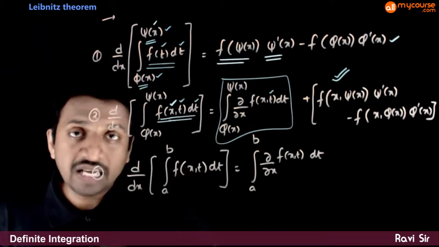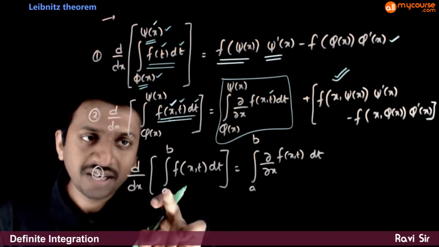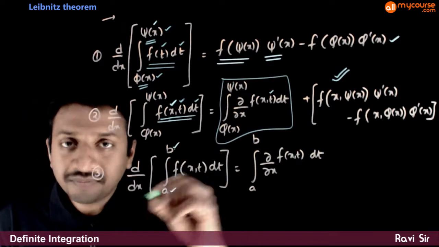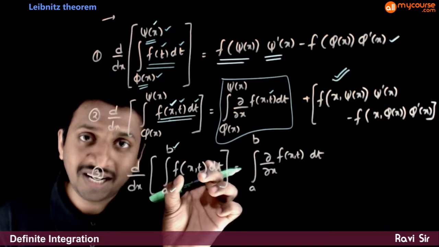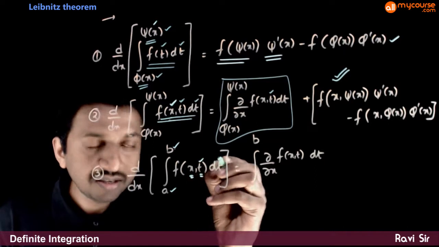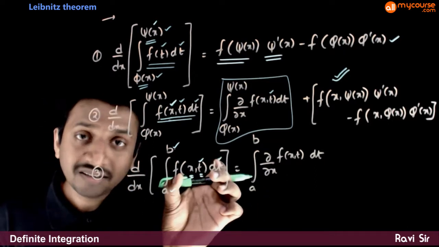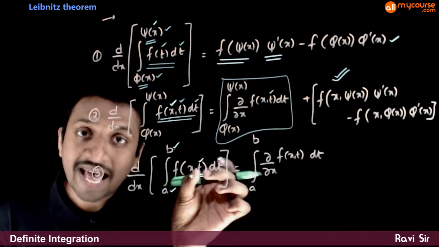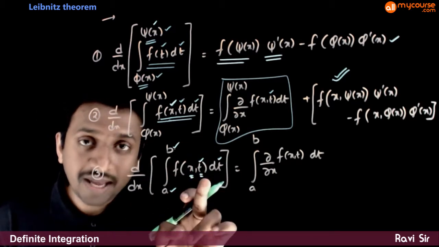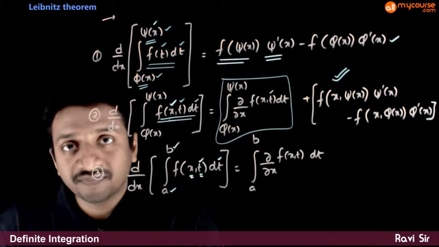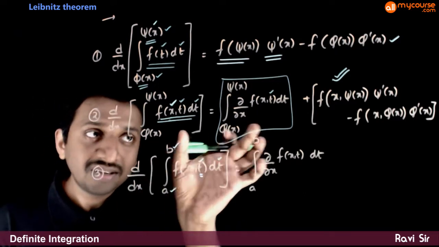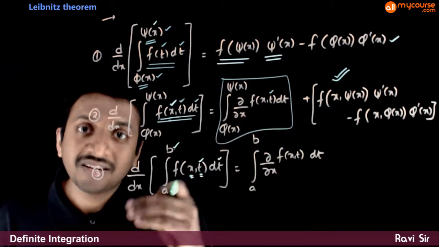The next special case of Leibniz theorem is d by dx of integration a to b, f of x comma t dt. The limits are constant this time, but the function inside the integral is an implicit function. That is, you have an x as well as t. T is the integration variable. So when you integrate this, you get a function of x as well as t. And when you put the constant limits in the place of t, you get a simple function in terms of x. So what is the differentiation of that function? You just need to apply the previous formula in a special case.